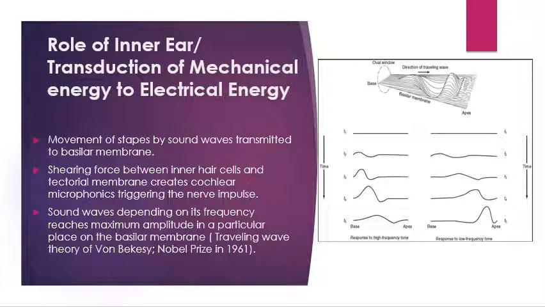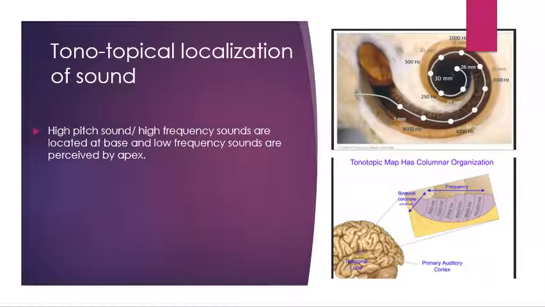This idea gave rise to another theory, that is tonotopical localization of sound, which means that the low frequency sounds are arranged at the apex, and the high frequency sounds are registered at the basal turn. So this is known as the tonotopical localization of sound. Now this tonotopical localization is also maintained at the auditory cortex. In the auditory cortex, it has a columnar organization.